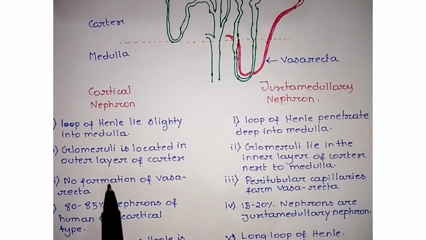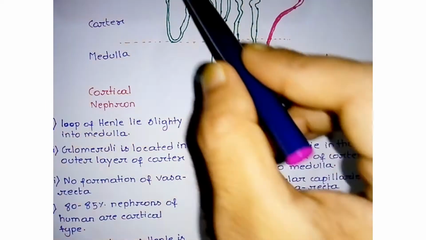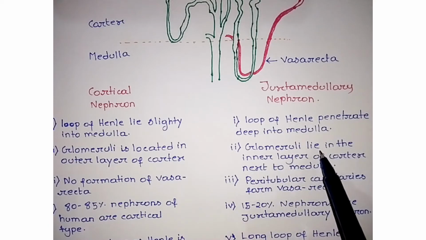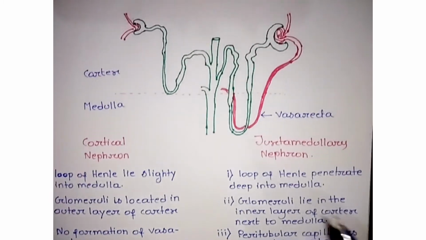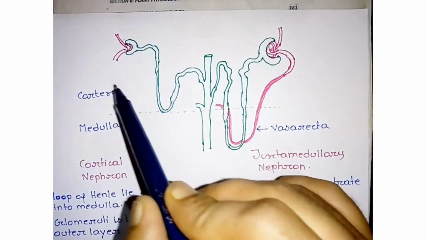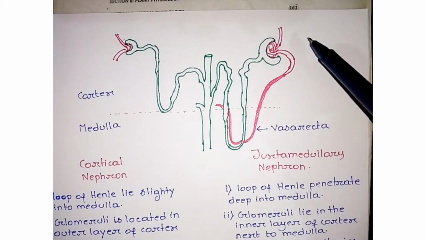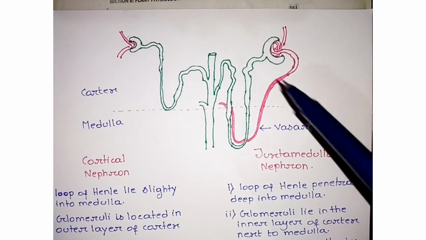The glomeruli are located in the outer layer of the cortex. On the other hand, in case of juxtamedullary nephron, the glomeruli lie in the inner layer of the cortex next to the medulla. Glomeruli of cortical nephron are located in the outer layer of the cortex. On the other hand, glomeruli of juxtamedullary nephron lie in the inner layer of the cortex.